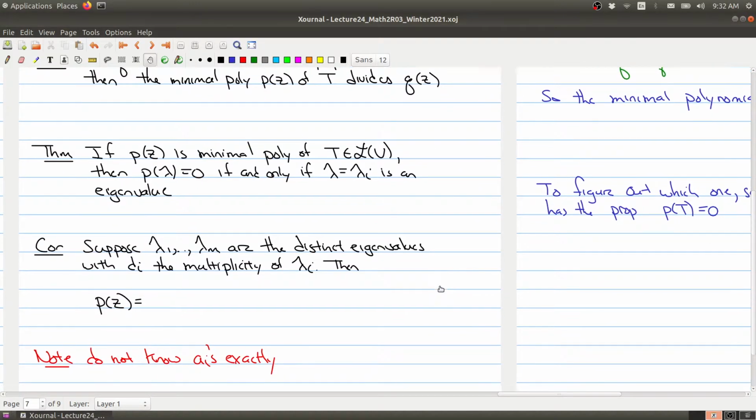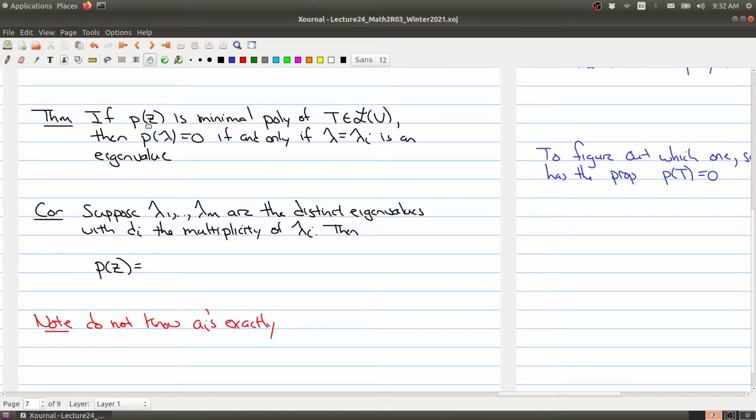Now this is good because we know a little bit about the structure of this polynomial. And in fact, you can prove something a little bit stronger. If you know the minimal polynomial, then lambda is a root of that polynomial if and only if lambda is one of the eigenvalues. So all the eigenvalues are roots of the minimal polynomial.